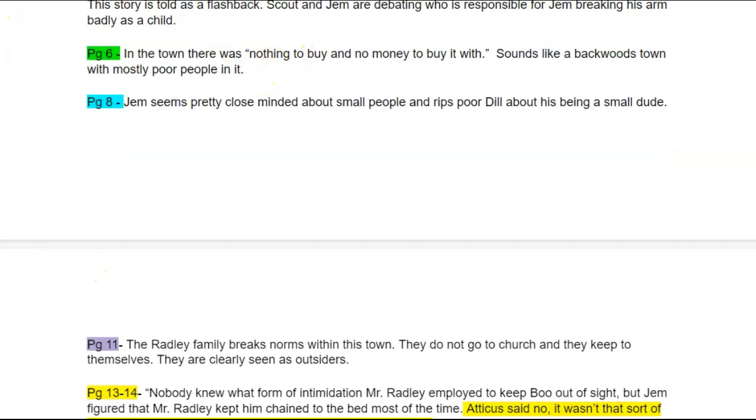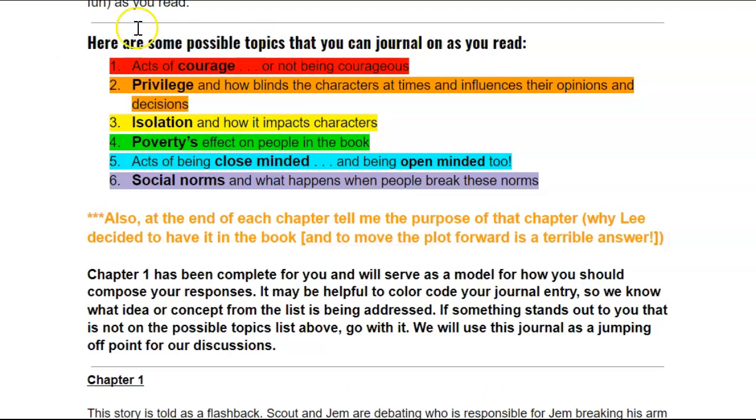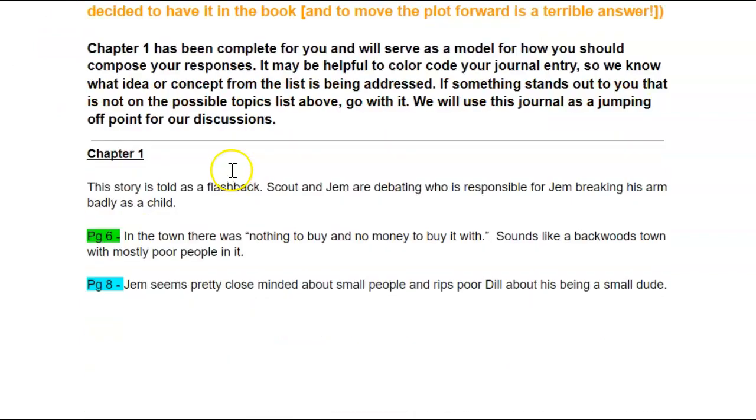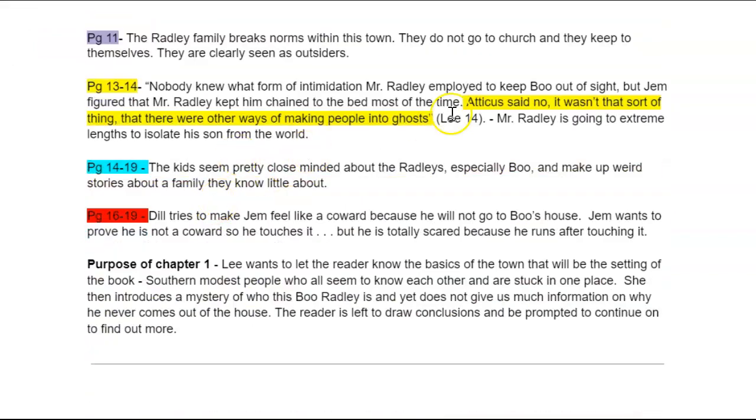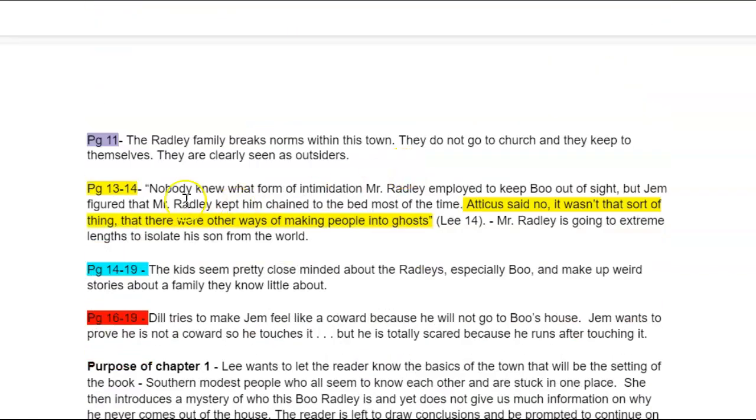Looking at the first few items here, we can see that it lists the page number, which is really helpful when you go back to write about the different themes later on in this semester. And then if you notice, the page numbers are highlighted, and the highlights correspond with the topics that were listed above. So for example, if I scroll down, I see that page 13 through 14 is highlighted in yellow, and that has to deal with isolation and how it impacts characters in the story.